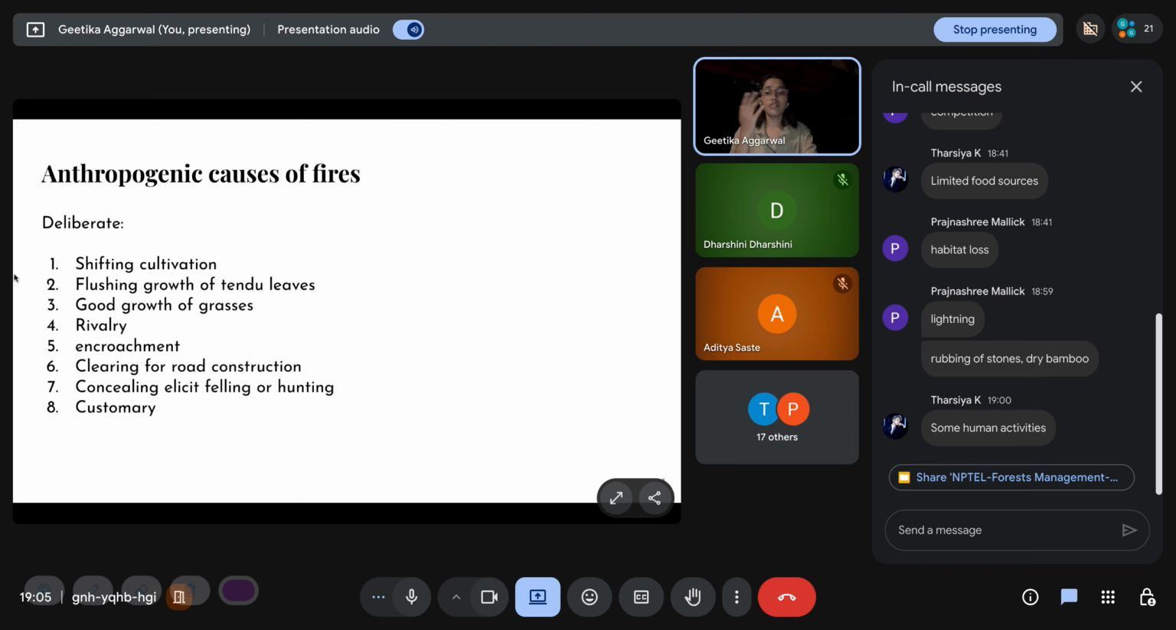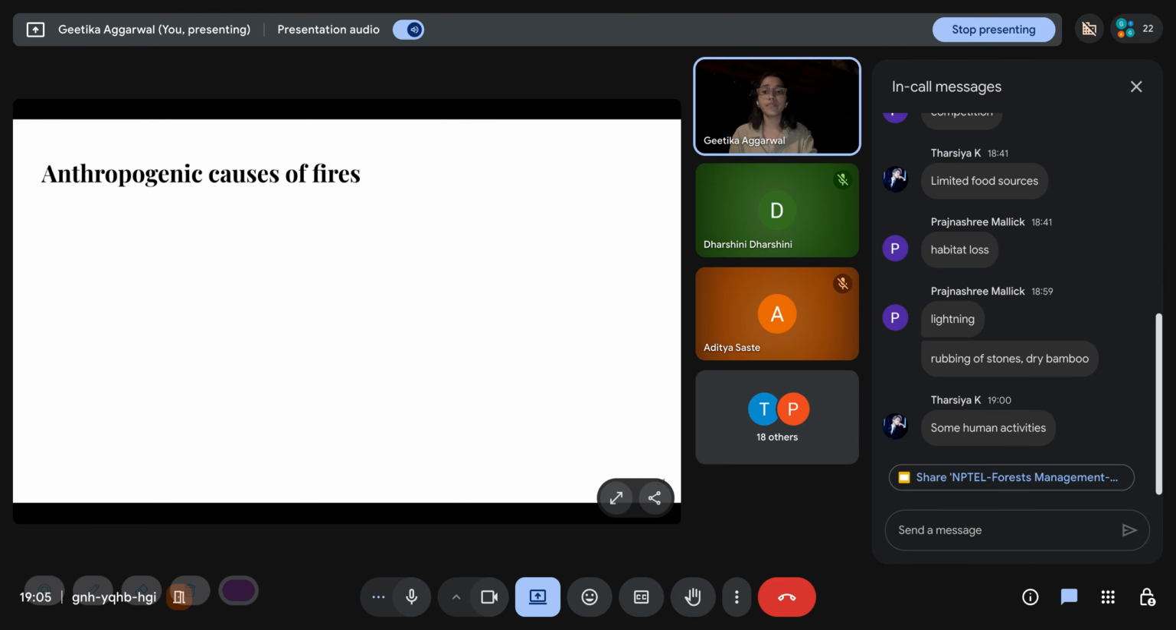Or it could be customary, basically something that is religiously or as a custom carried out by the local tribes in that area. So that's a deliberate cause of fire, but that's usually to a very small area of the forest and not to the entire forest.